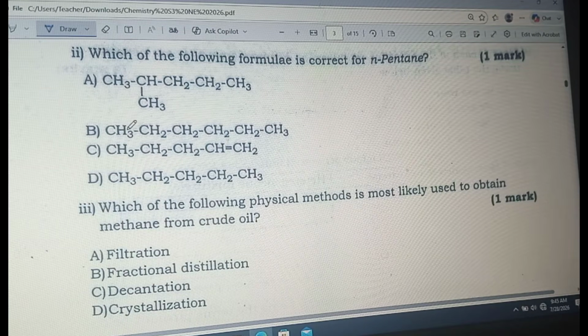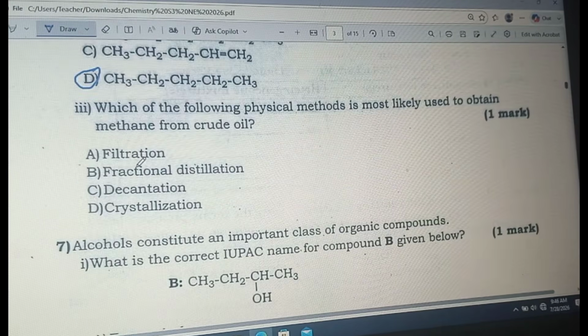B, 1, 2, 3, 4, 5, 6. This one is hexane. C, 1, 2, 3, 4, 5. But this one is not pentane because it has a double bond. D, 1, 2, 3, 4, 5. This one is pentane. This is the correct option. You see? Let's continue to I3.